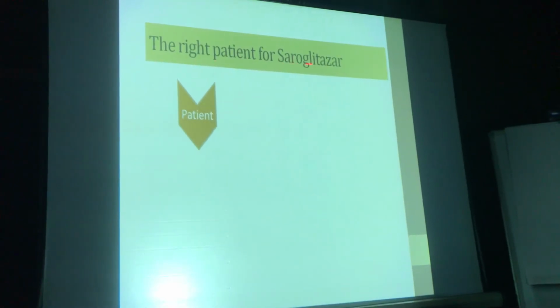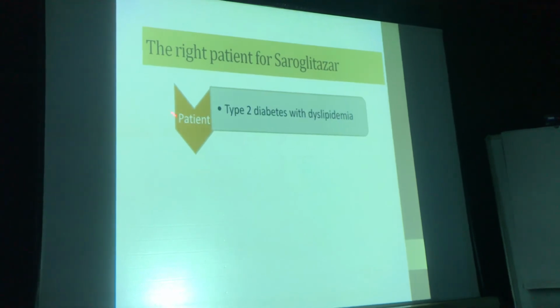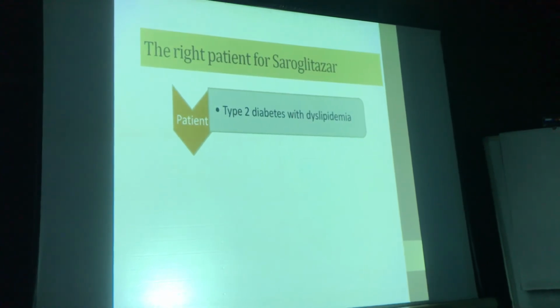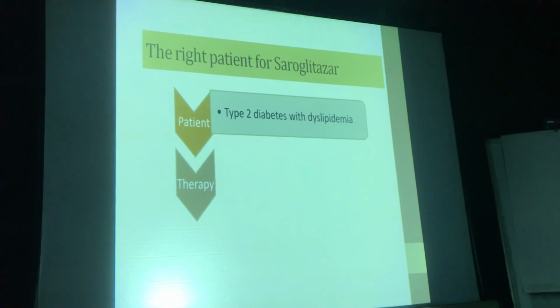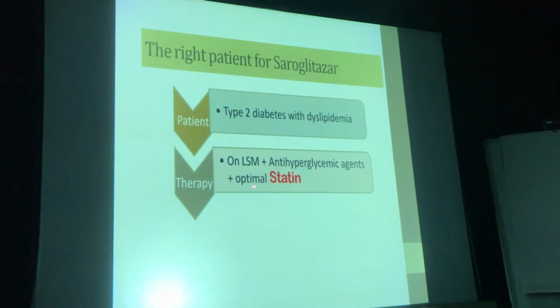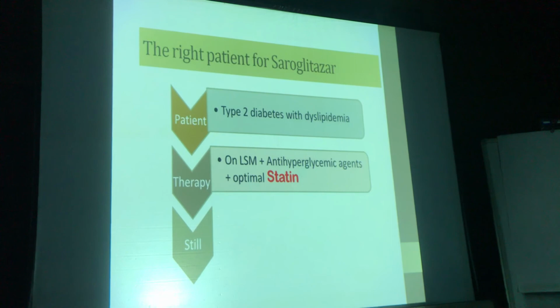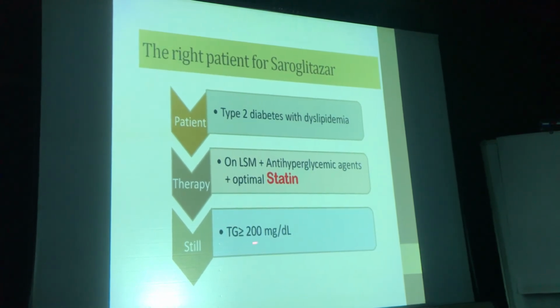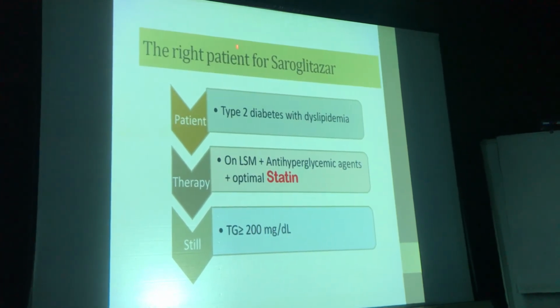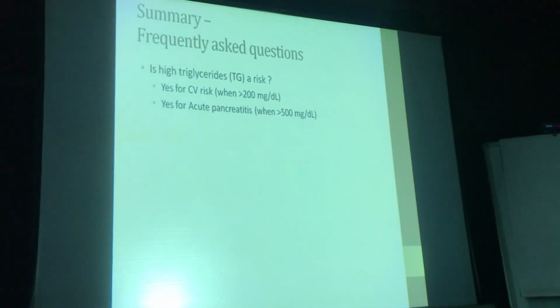So what is the right patient for saroglitazar? A patient who comes with type 2 diabetes with dyslipidemia, and therapy has been given, that is lifestyle modification, anti-hyperglycemic agents, and optimal statin therapy, but still the triglyceride is on the higher side. This is the kind of patient who will require saroglitazar.